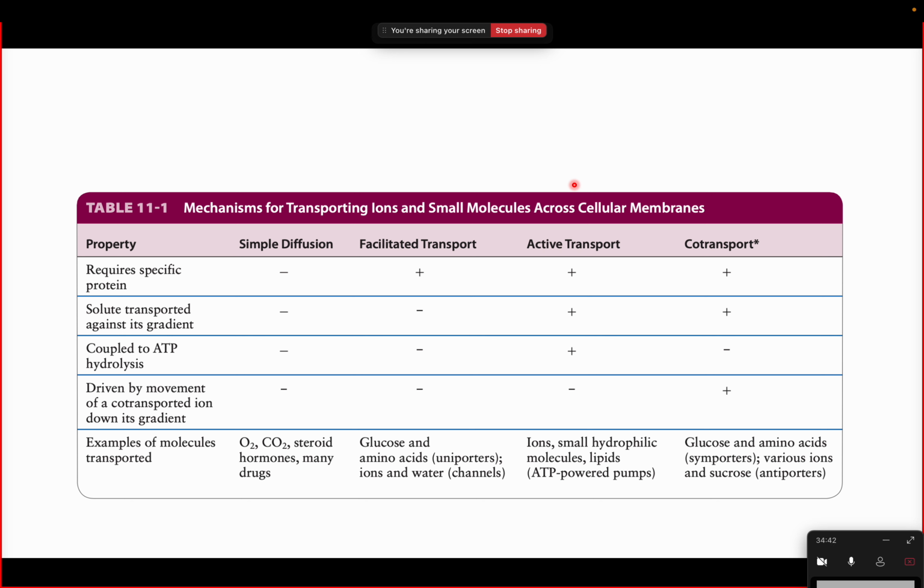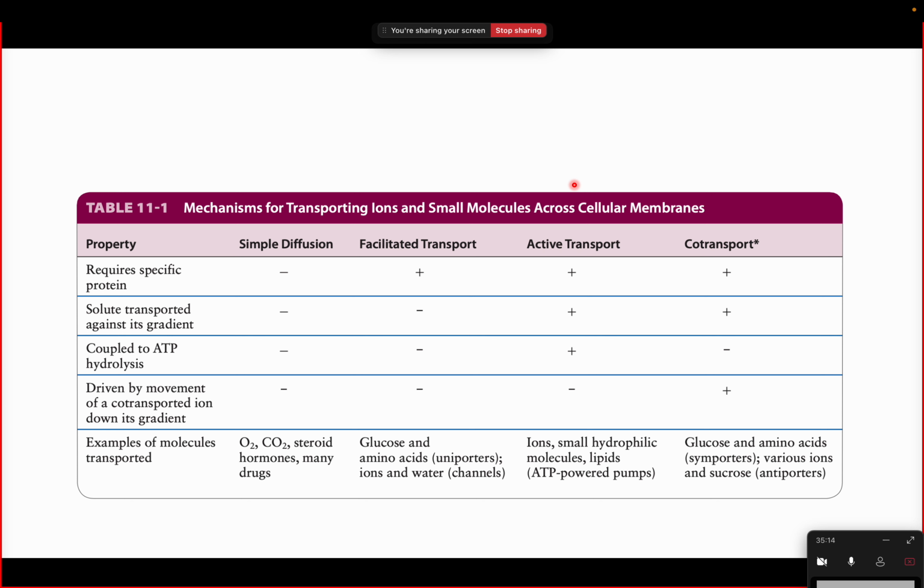Then driven by movement of a co-transported ion down its gradient, that is present only in secondary active transportation and not in any other type of transportation. So the examples: simple diffusion will be small molecules and gaseous compounds. For facilitated transportation, it will be glucose, amino acids, ions, and water. Don't worry about uniporters and channels. We're going to discuss them in the next slide itself.